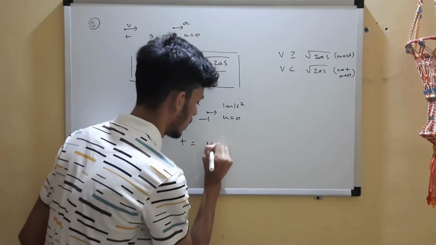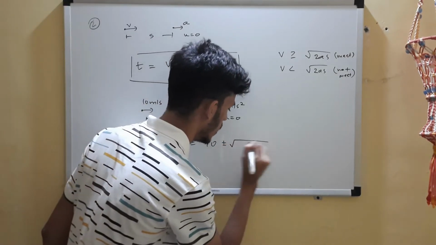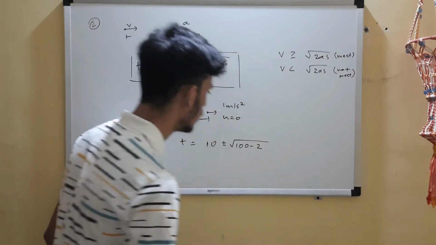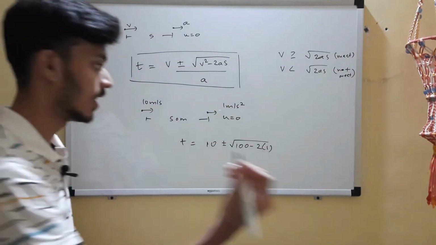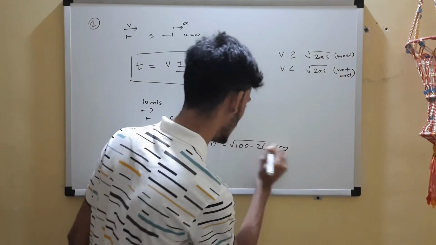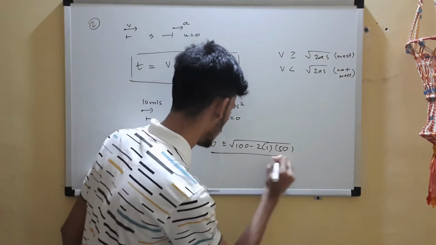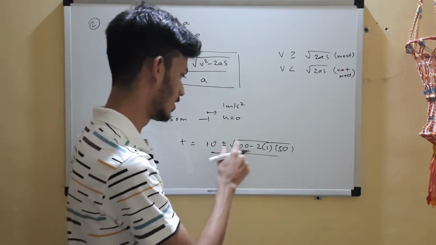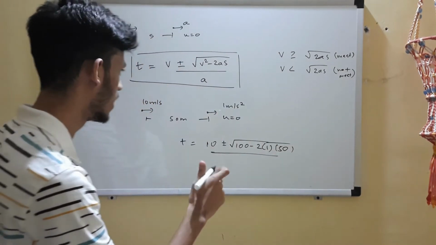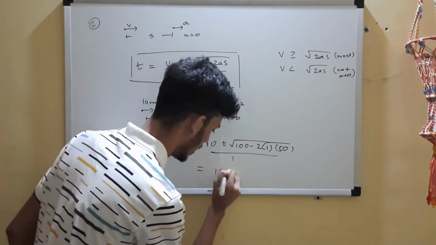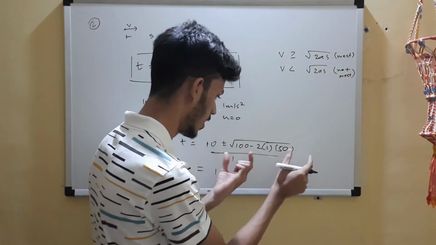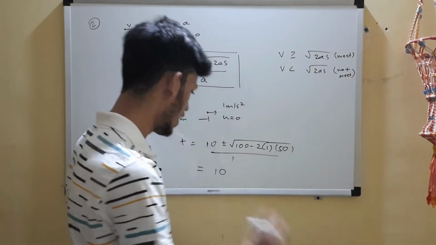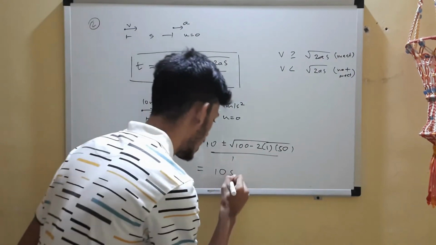So 10 plus minus under root v square minus 2a. What is a? 1. What is s? The distance between them, 50. Oh, this is 0 if you see, right? So you will only get one answer, which is 10. 100 into 2 into 50 is 100, so 100 minus 100 is 0. And yeah, so 10 seconds is the answer.